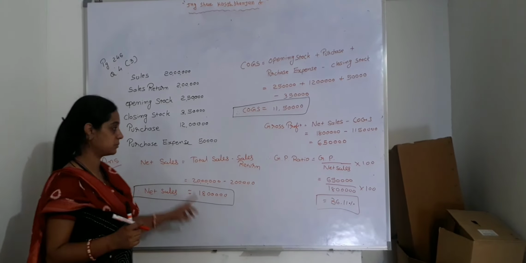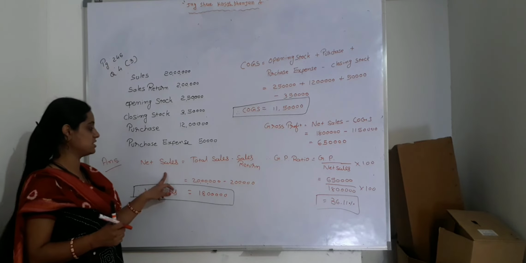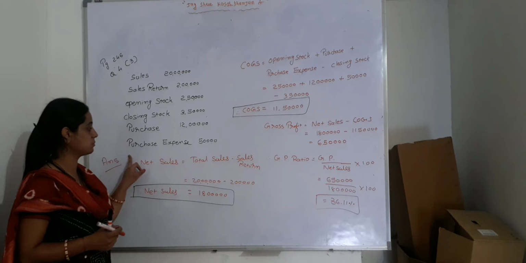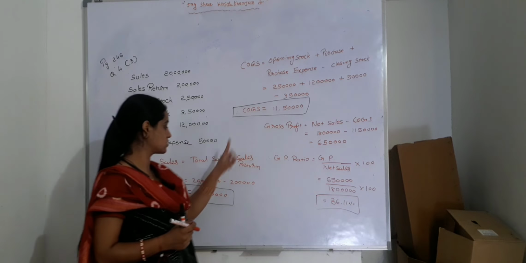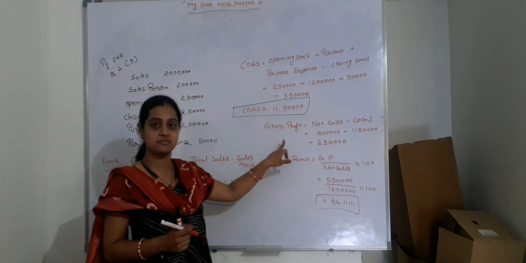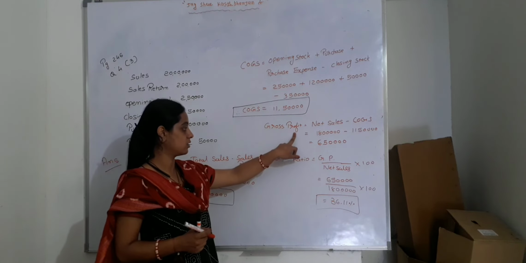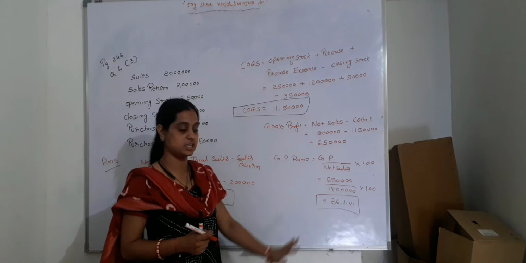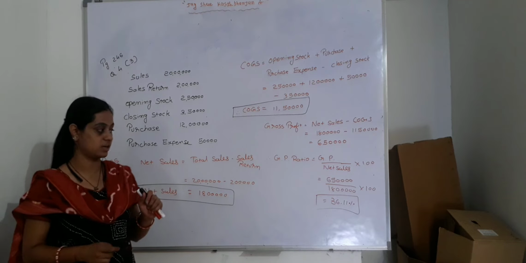Once again, I am repeating. They have given sales and sales return. That means we have to find net sale. They have given opening stock, closing stock, purchase and purchase expense for COGS. If we get COGS and net sale, that means we can easily find gross profit, net sales minus COGS. Now we can apply the formula gross profit upon net sales into 100 and our answer is 36.11%. Write it down.